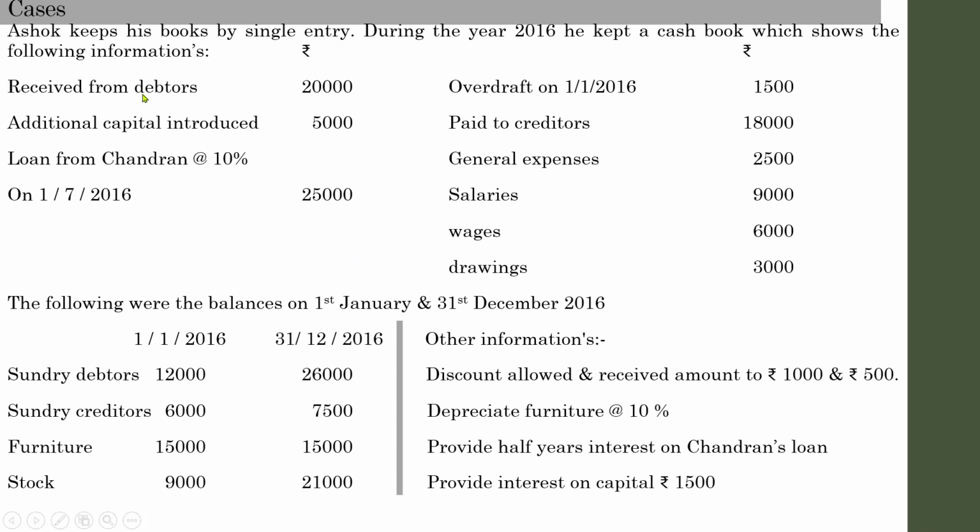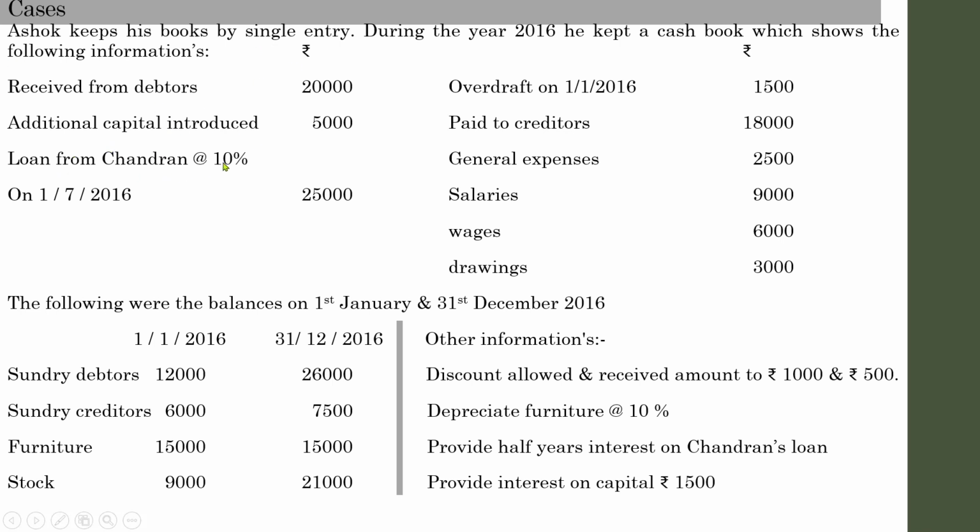So here there are certain details. First of all you need to familiarize yourself with each of the individual items given in the question. What does that item mean? Are there any issues or queries with regard to any of these items? First one, received from debtors. That is a certain amount that has been received from debtors, no such issues. Additional capital introduced 5,000. We know it has to be considered in the opening statement of affairs and in the balance sheet.